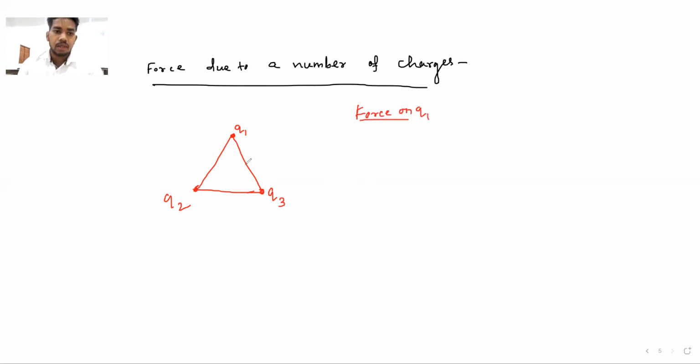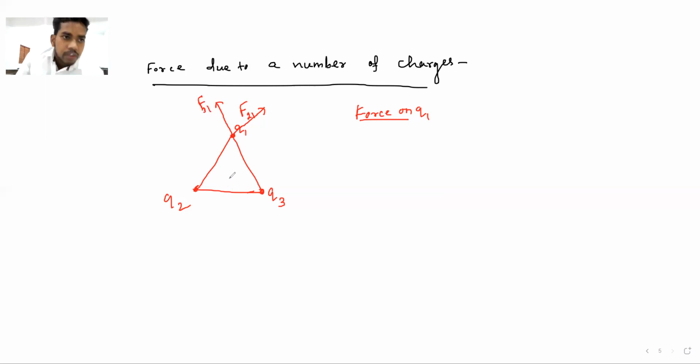How to find it? We have to see the sign. All are positive here. So Q2 will exert a force on Q1 in this direction, a repulsion force. Like charges repel each other, you know. So this is F21. Similarly, Q3 will exert a force on Q1 in this direction, because it is also repulsion, F31.